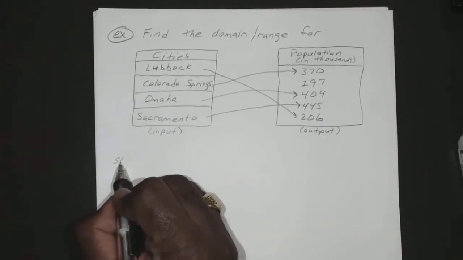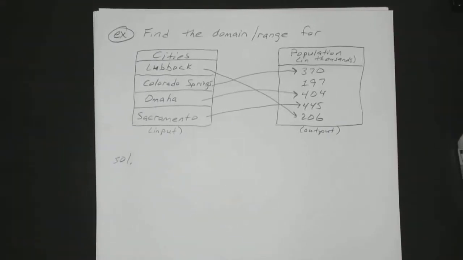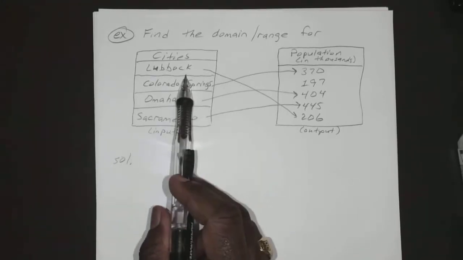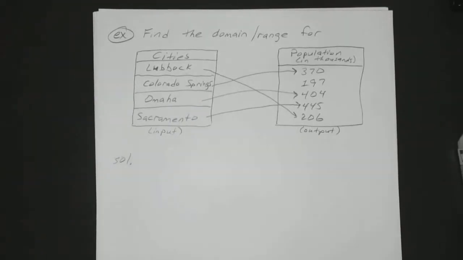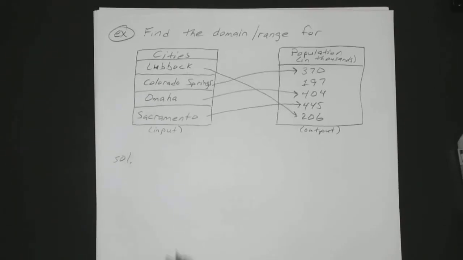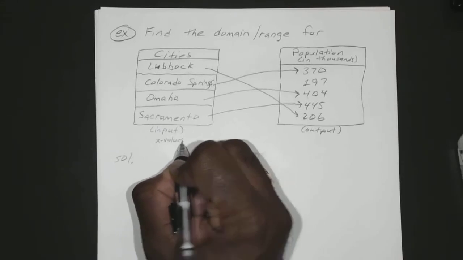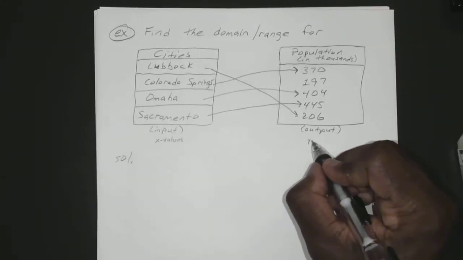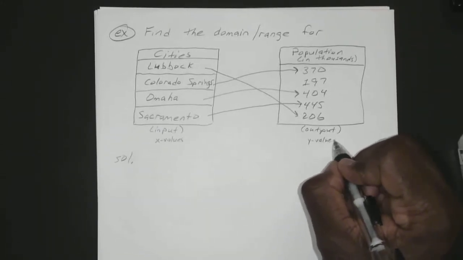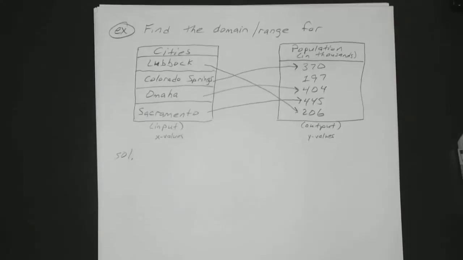Okay, so to find your domain and range, your input is really just your x value. So you have y equals something. If you input x equals 4, then you get an answer. If you put in x equals 5, you get an answer. This is the same thing. When you input Lubbock, your output is 206. Okay, so we think of this as your x values, and this output as your y values.